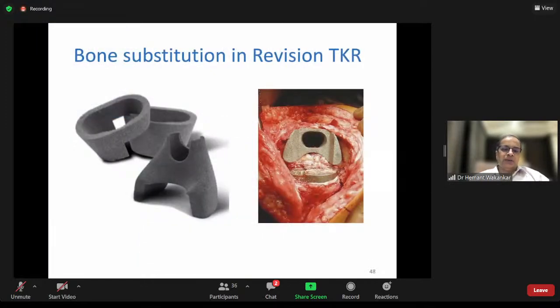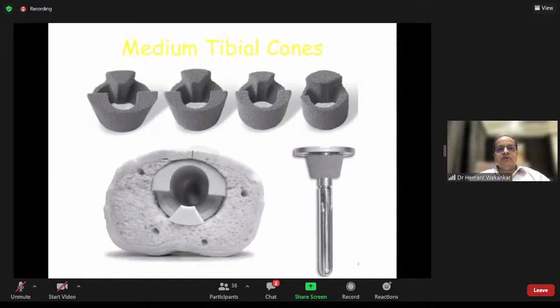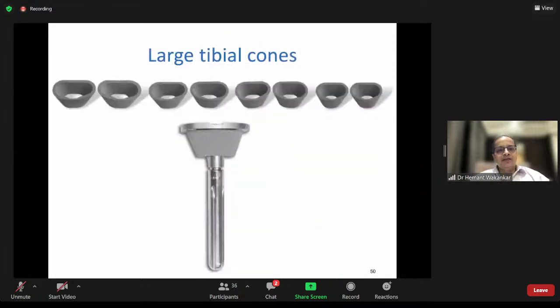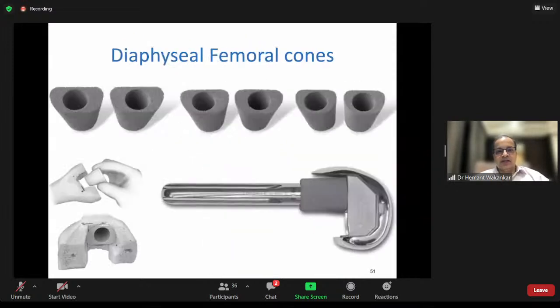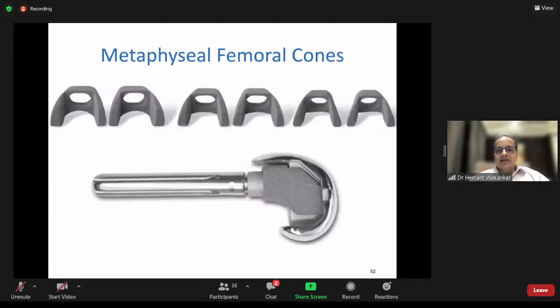And you have various shapes of this trabecular metal available. Here is just one example of a trabecular metal cone being used for the distal metaphyseal area. Similarly, you can see the cones that can be used on the tibial side. There are various medullary cones that can be used as well. These are diaphyseal cones that come in various sizes and shapes. Similarly, large cones can be used for the metaphyseal area as well. These are the diaphyseal femoral cones that can be used on the femoral side, and similarly metaphyseal femoral cones. So these are a variety of options that are available.